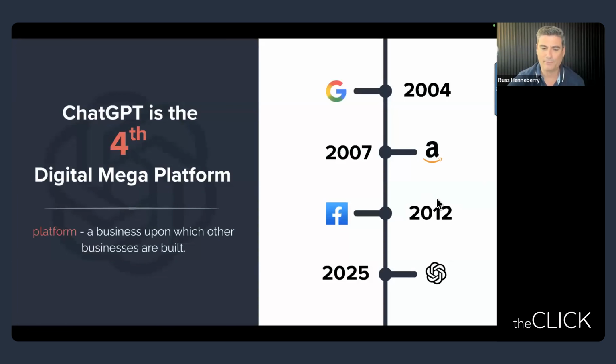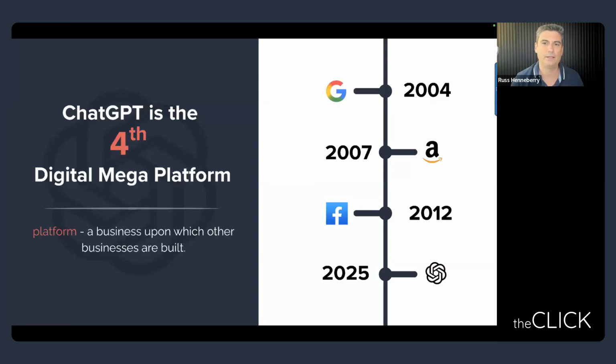But the fourth mega platform is ChatGPT. We are seeing mass adoption of this fourth mega platform. And what I think of when I think of a platform is a business upon which other businesses get built. Other businesses build on top of other businesses all the time. And when I say mega platform, I mean that this is like the 800-pound gorilla in the AI space, which is the next big iteration.